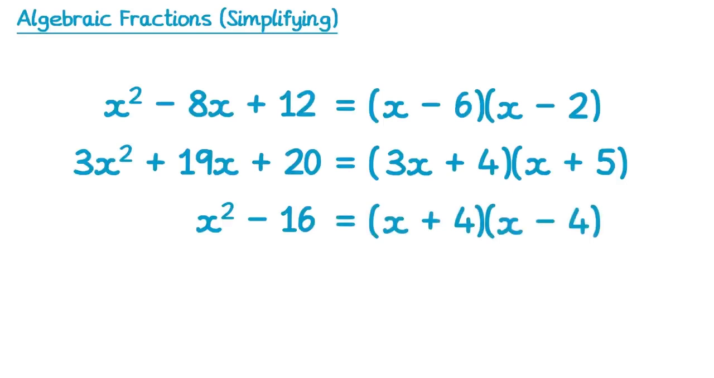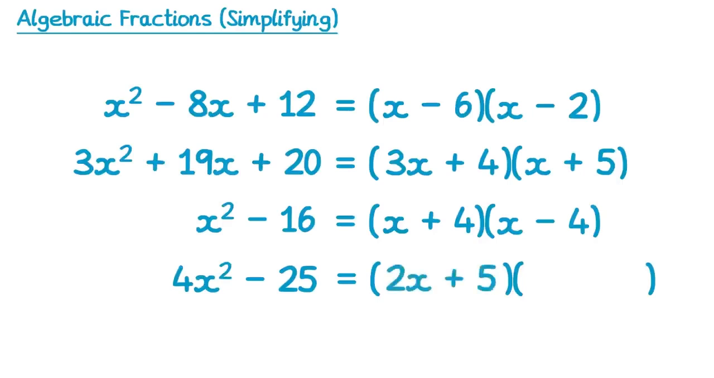You can also get difference of two squares that look like this. Once again, you can see the square number 25, but we also have a square number in front of the x squared. 4 is a square number too. So this one will factorize into two brackets as well. If you square root the 4, you get 2, and if you square root the 25, you get 5. This one's 2x plus 5 and 2x minus 5.